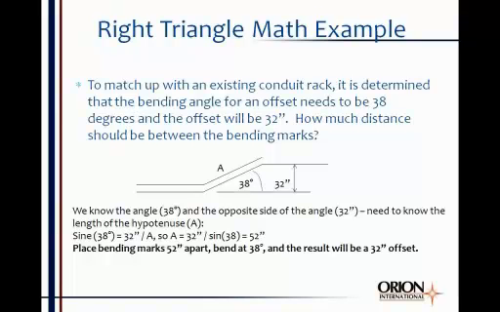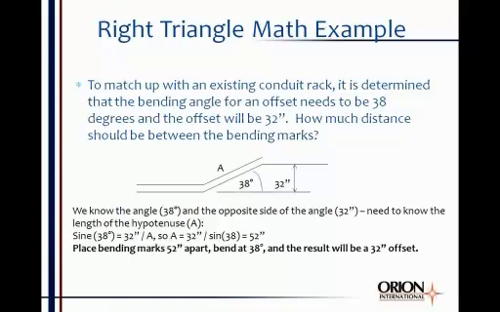And you need to know the distance between the marks. That's what you're looking for, which is the length of the hypotenuse. So you know the angle, you know the opposite side, 32 inches, and you're solving for the length of the hypotenuse. Okay, so if I was confronted with that, I would write SOHCAHTOA, right? Let's see, sine is opposite over hypotenuse.